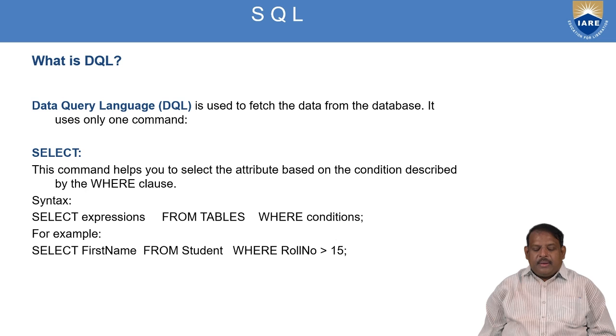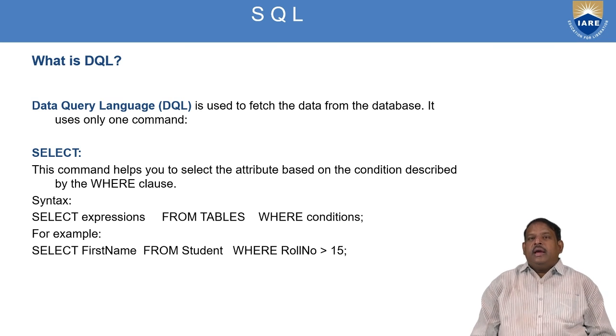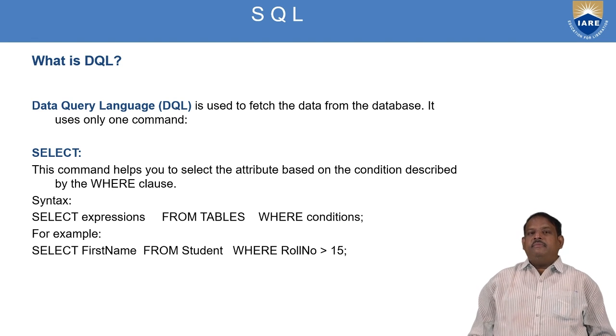We have only one command in the DQL, that is the data query language, that is select. The select command is to get the information from the system. The command helps you to select the attributes based on the condition specified with a where clause.